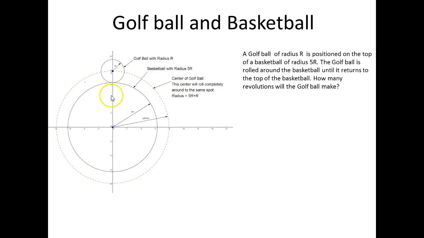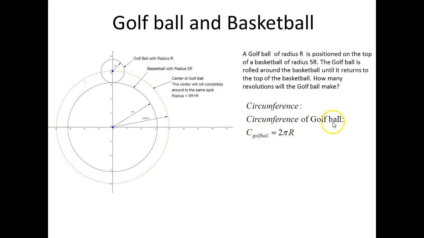So the circle that's moving around the basketball has a radius of 5r plus r. We have the radius of 5r, which is the basketball, plus the radius of r. So the radius of this circle, the dashed circle, is 5r plus r. This center will roll completely around to the same spot. Okay, so let's see how we would do that.